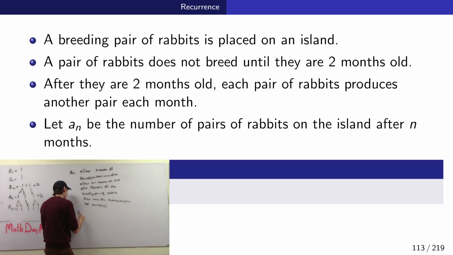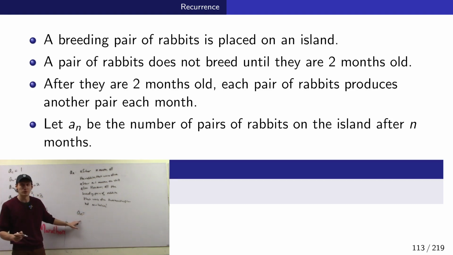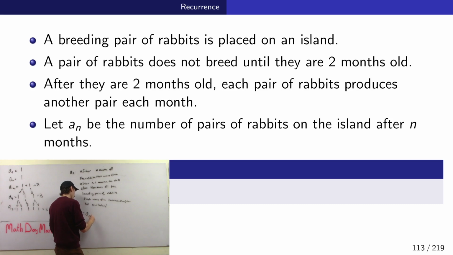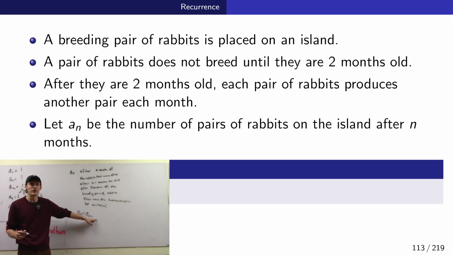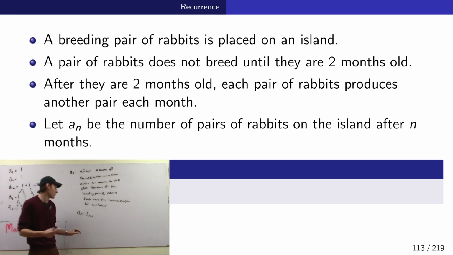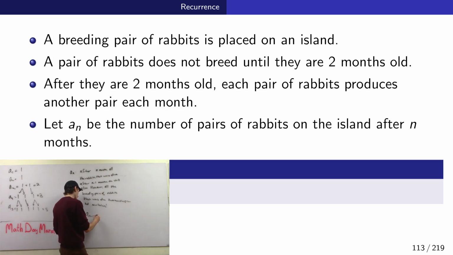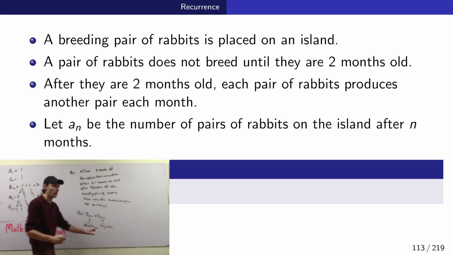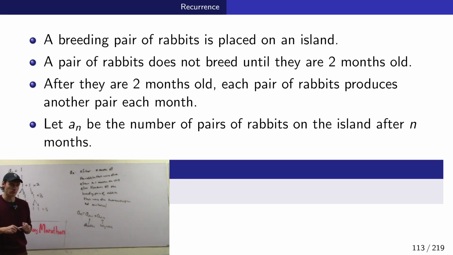So it means that after n months, the number of breeding pairs of rabbits we have is equal to the number of breeding pairs that were around the month before, plus the number of babies by those that were at least 2 months old. So the ones that were at least 2 months old are the ones that were around 2 months ago, which is in month n minus 2. So we add a sub n minus 2, right? And this is like old rabbits, or older, and this is our baby rabbits. And this is the total. Older rabbits plus baby rabbits is total number of rabbits.